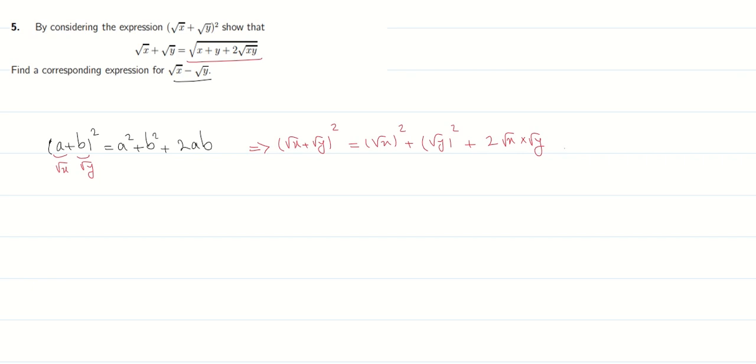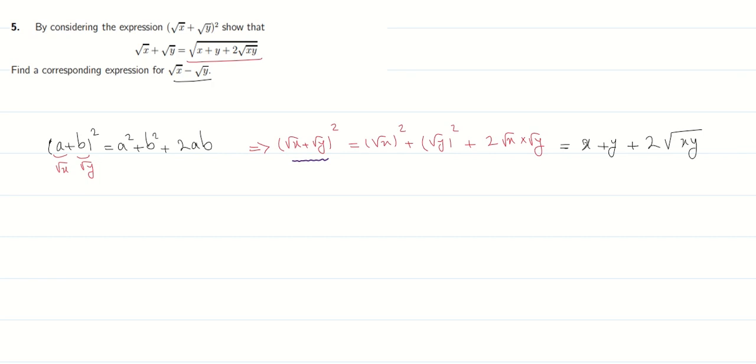And based off the formulas, we know that this would be equal to x plus y, and based off the product rule, we know this one would be equal to 2 times the square root of xy. But what we are looking for in here is the value of this term inside the bracket. So what we should do is take a square root from both sides of this equation in order to get the value of this term inside the bracket.